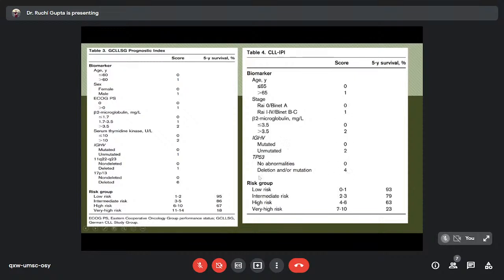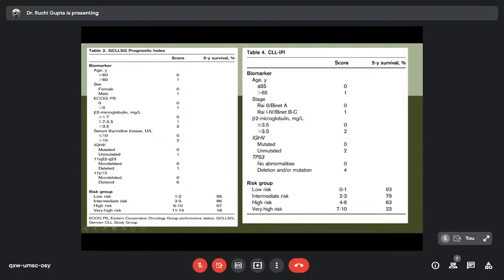Accordingly, they have divided the patients into low risk, intermediate risk, high risk, and very high risk. And if I'm not mistaken, definitely the low risk patients are those who do not require treatment. Intermediate risk would be those who you need to closely wait and watch, and if any of these abnormalities are present, then you probably need to take them up for treatment.